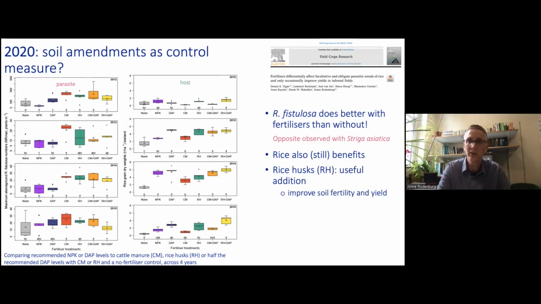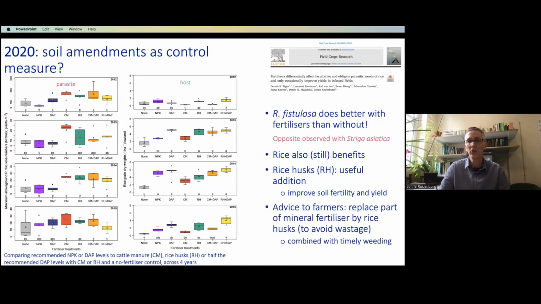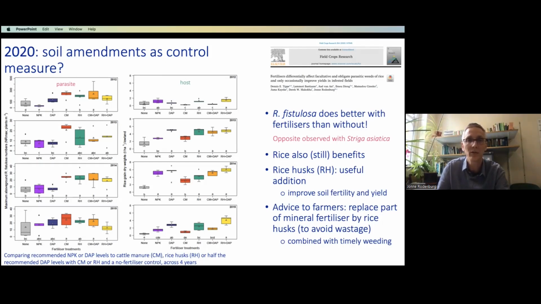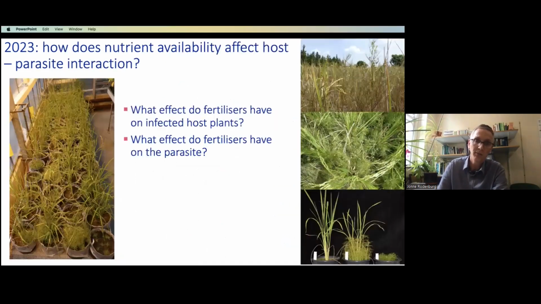And then particularly the rice husk, and the rice husks also improve soil fertility. I'm not showing that here, but it is shown in the paper. So based on this, we could advise farmers to replace at least part of the mineral fertilizers by rice husks, so that they do not waste too much of the fertilizer, because a lot of the fertilizer will actually go to the parasitic weed. But if they do that, they should still combine it with timely weeding, because like I said, they're also fertilizing the weed, and that is not what you want. But in terms of the rice yields and soil fertility, rice husk can play a really good role there.